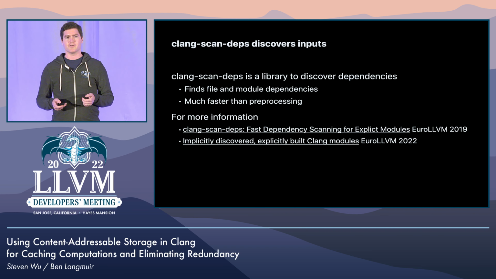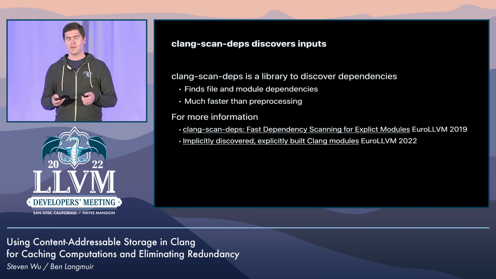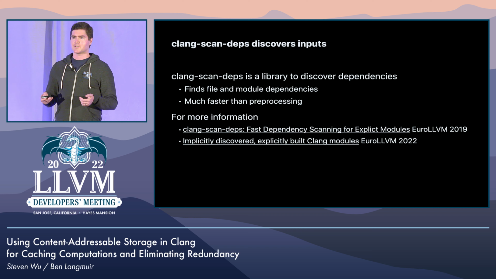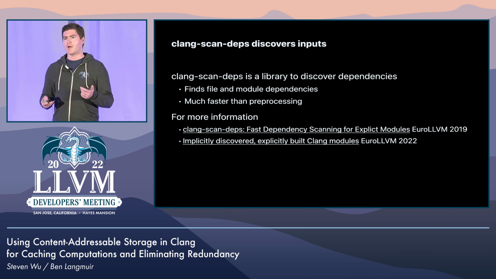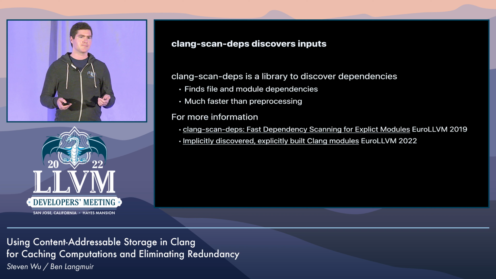Let's talk a little bit about input discovery. I said that we use Clang scandeps. Well, for the purposes of this talk, the important thing is that Clang scandeps is a compiler-based library that allows us to discover both file and module dependencies of a translation unit. And it can do so much faster than preprocessing.